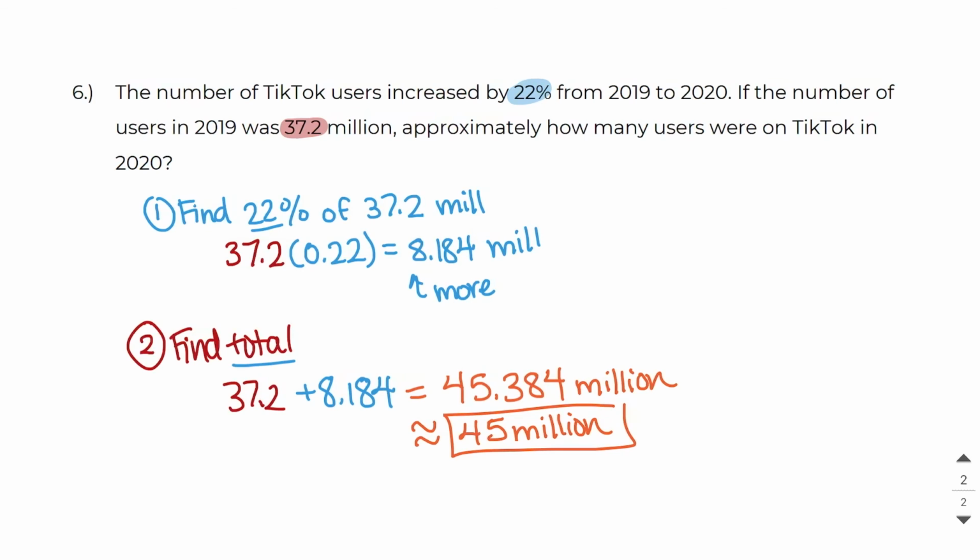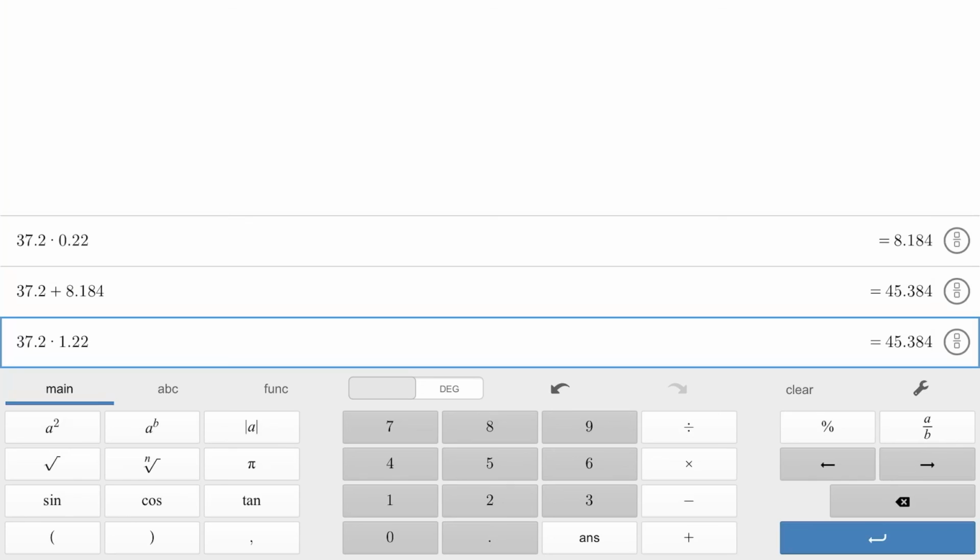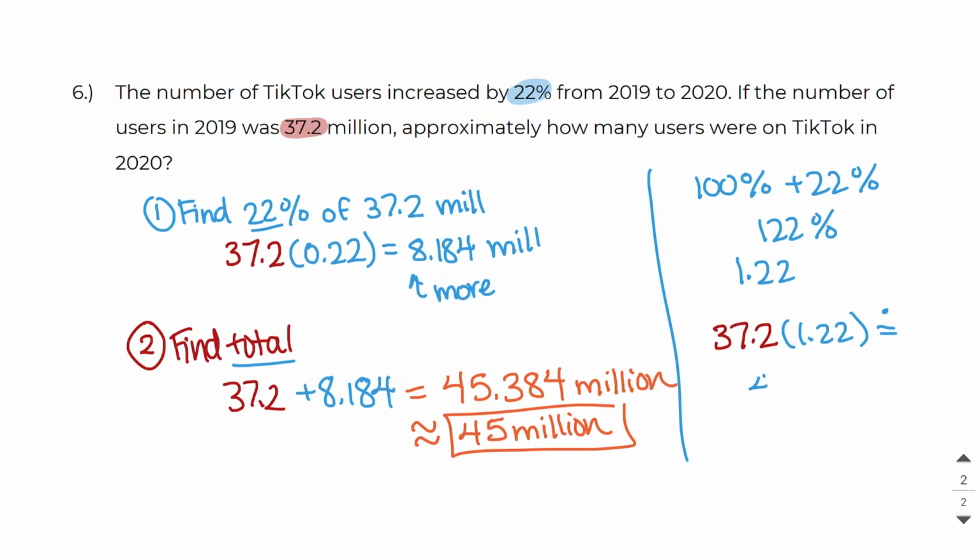Okay, another option that we have is if we know that the users in 2019 are still there, we have 100% of 2019's users plus an additional 22%. So that's 122%. And 122% as a decimal is 1.22. So we could also just take that 37.2, multiply that by 1.22. Let's go ahead and see what we get. And we get 45.384. So we can say this is approximately 45 million users.